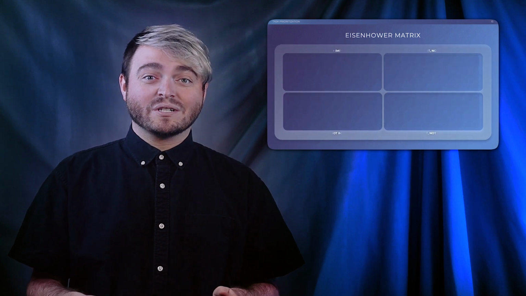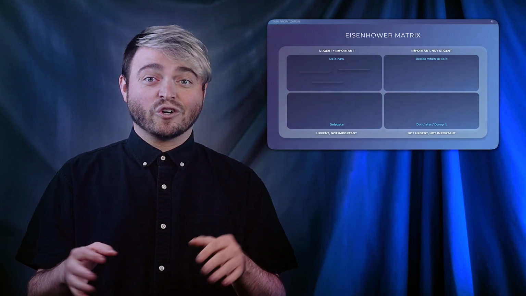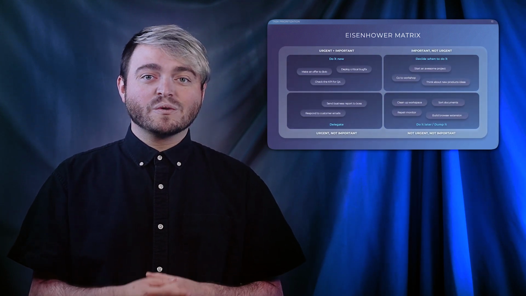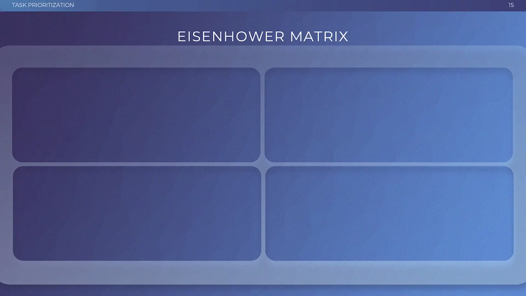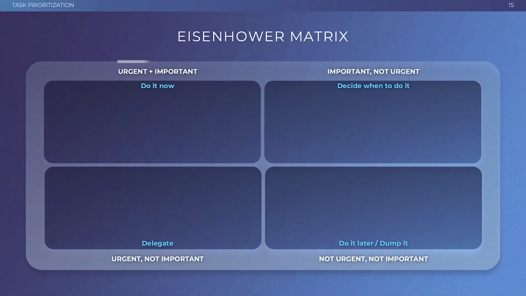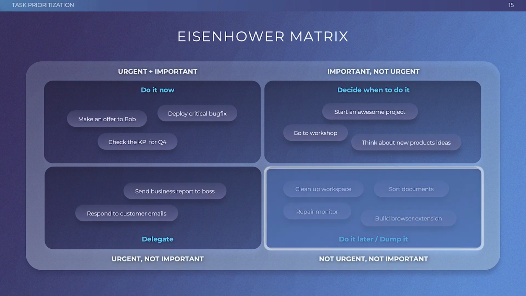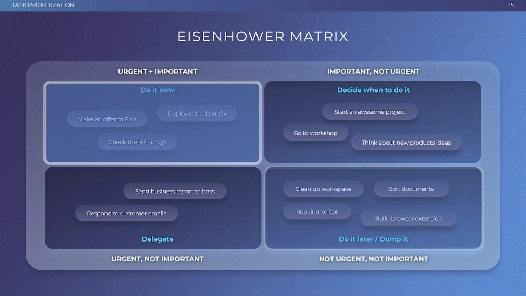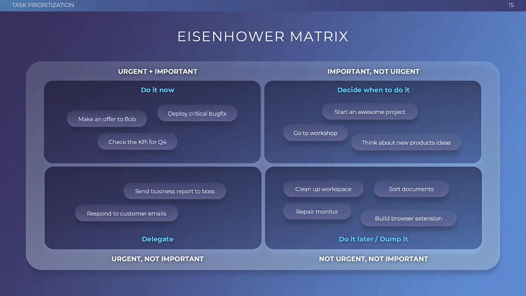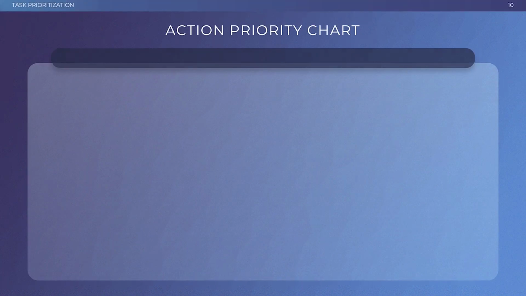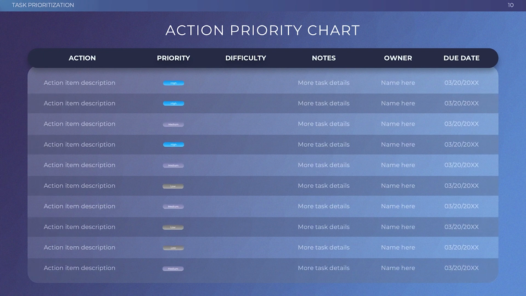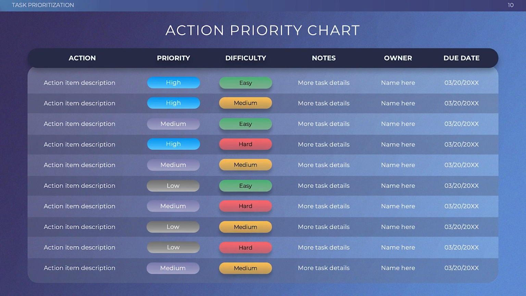Tasks can also be prioritized based on importance versus urgency. This framing follows the Eisenhower matrix. By categorizing tasks based on their urgency and importance, these businesses effectively eliminated non-essential activities, focused on what truly matters, and improved their bottom line. Once all tasks are plotted, you can tabulate your results on this action priority chart.